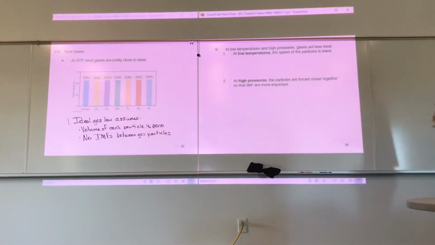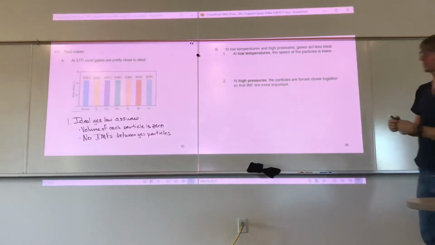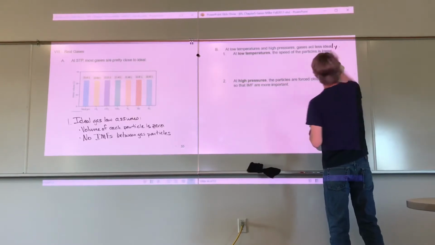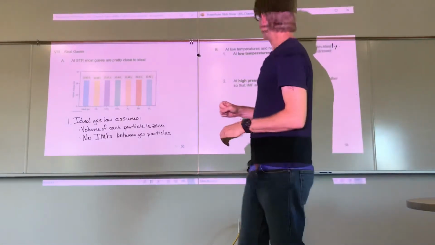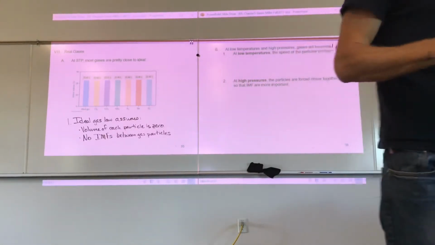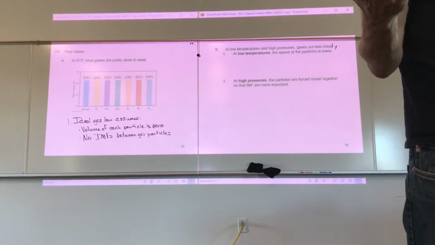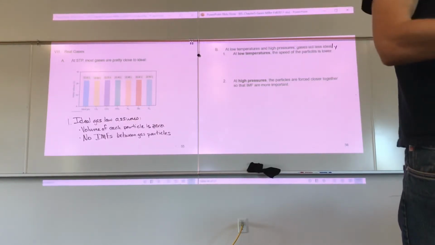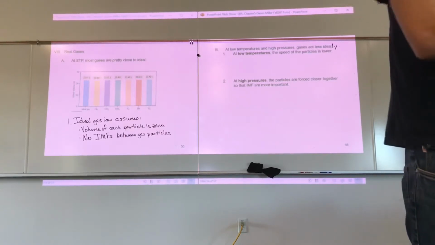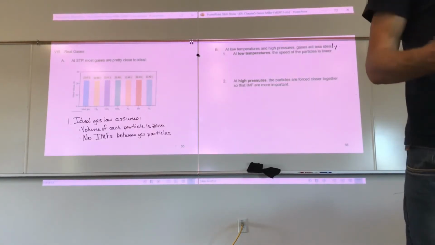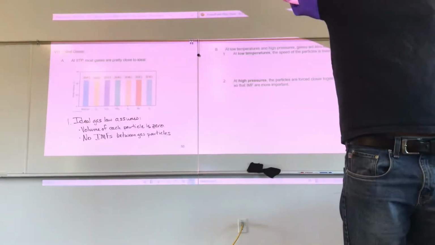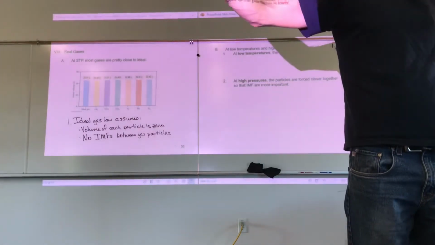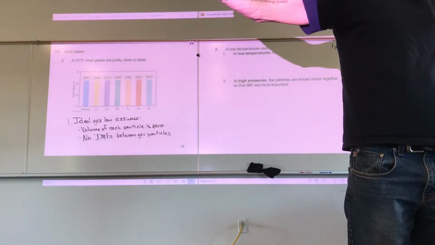At low temperatures and high pressures, gases act less ideal. At low temperatures, the speed of the particles is slower. Is that an okay statement? Temperature is proportional to kinetic energy. Lower the temperature, lower the kinetic energy, lower the velocity. Okay. So here is a high temperature collision between gas particles. Here is a low temperature collision.